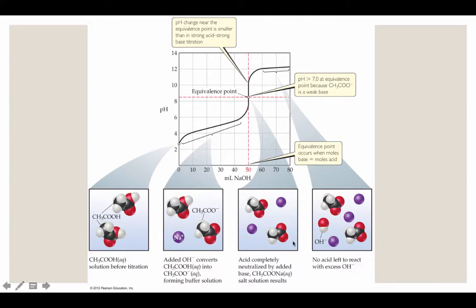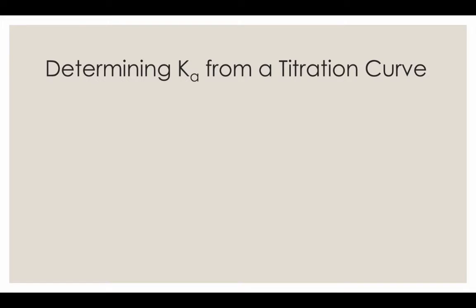We can account for that here in this box when we consider the fact that these free acetate ions are able to react to a small degree with some water molecules to form additional OH-. That's done to a very small extent, so it's not shown in the box since we're only dealing with a small number of particles. It's also possible to determine the acid dissociation constant from a titration curve.